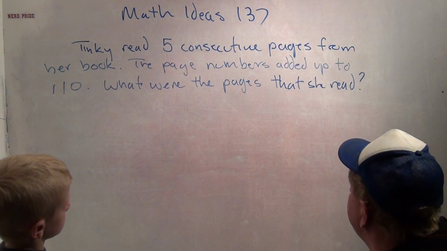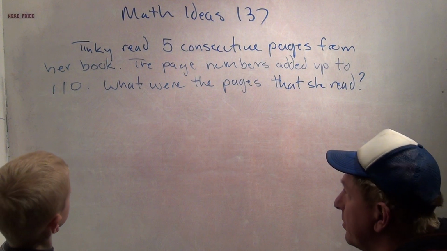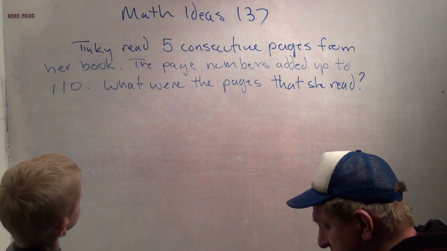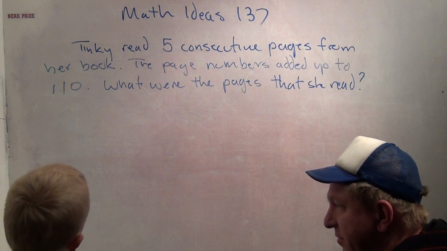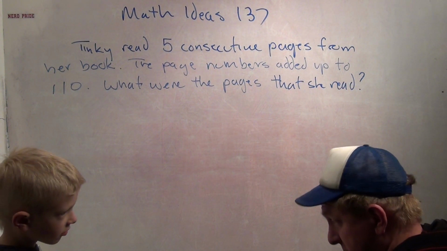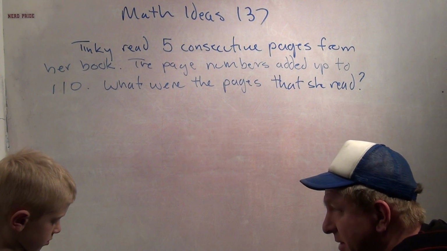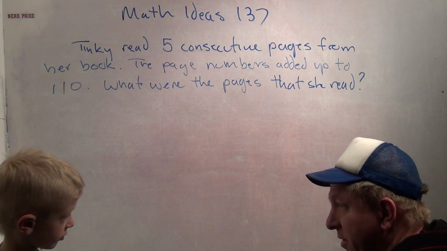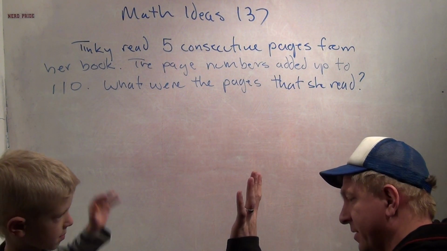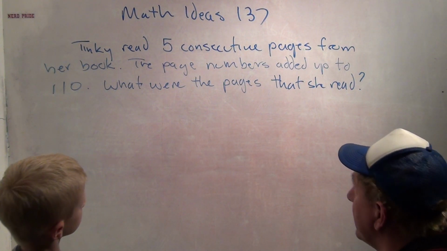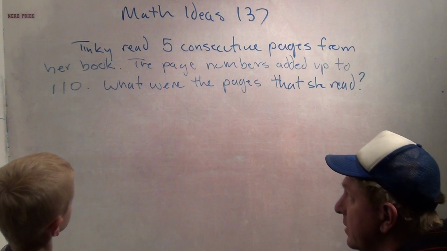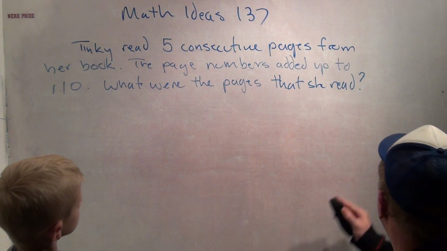Tinky read 5 consecutive pages from her book. Well, first of all, do you know what consecutive means? It means in a row. In a row. So if we started with the number 5, what would be the next number? 6. Okay, and if we started with the number 211, what would be the next number? 212. Very good. High five. Okay. The page numbers added up to 110. What were the pages that she read?